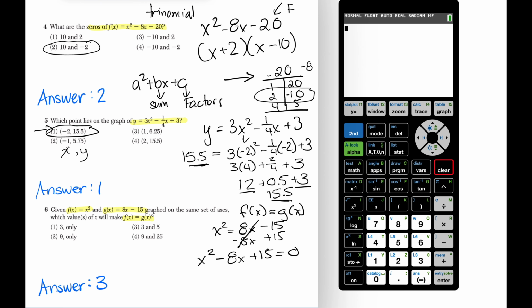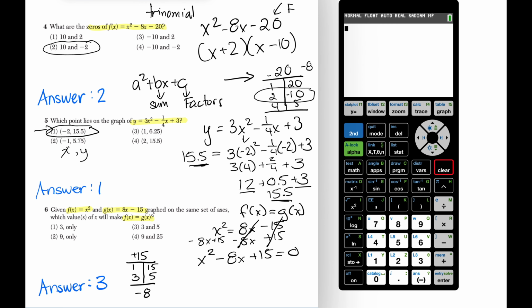Because this is going to cancel out and this is going to cancel out. And on the other side, I'm also going to do the minus 8x and the plus 15. All right, so that's the trickiest part. Now we're going to do the same thing we did with number 4. I'm going to think, what are my factors of 15 that are going to add up to negative 8? So my factors of 15 are 1 times 15 and 3 times 5. I need those factors. Now this is a positive.